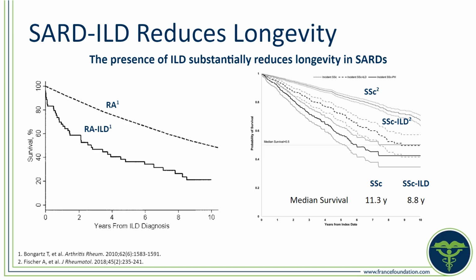On the right, when we compared survival in systemic sclerosis to systemic sclerosis-associated interstitial lung disease, we found that the presence of interstitial lung disease reduced their lifespan by 2.5 years compared with not having interstitial lung disease. Thus, interstitial lung disease is significantly limiting our patient's lifespan.